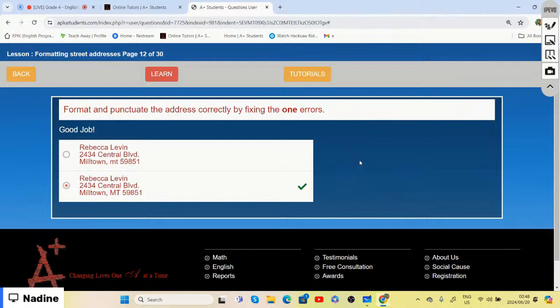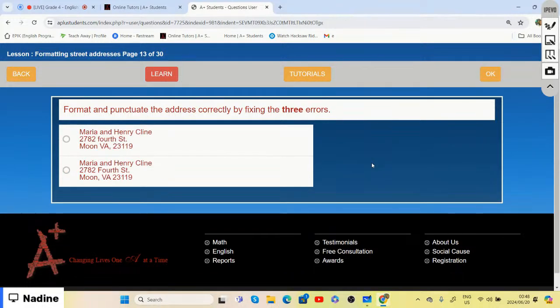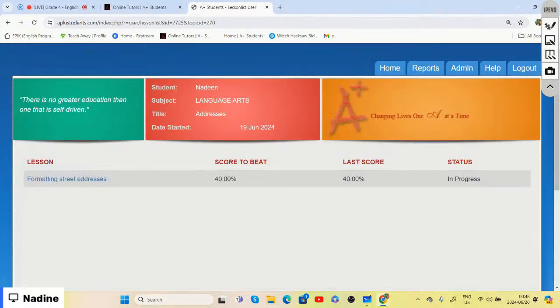All right, so this is now the end of our lesson on addresses and formatting addresses. We need to keep the steps in mind when writing an address: the recipient's name, the street address. The third line is to write the city, comma, state abbreviation, both needing to be capitalized, as well as our zip code.